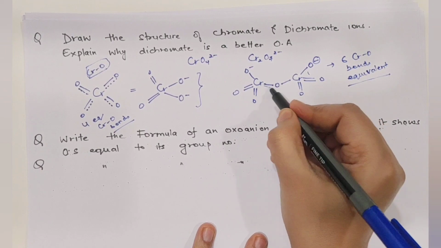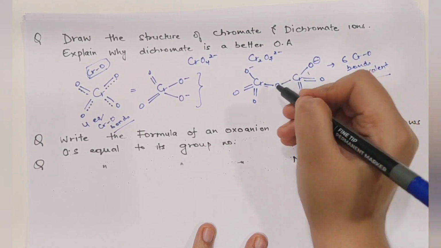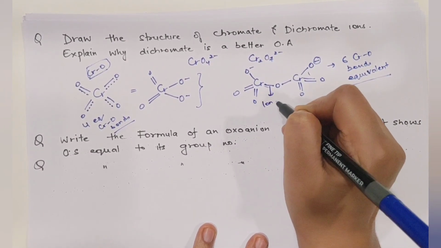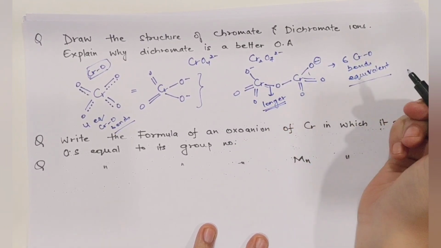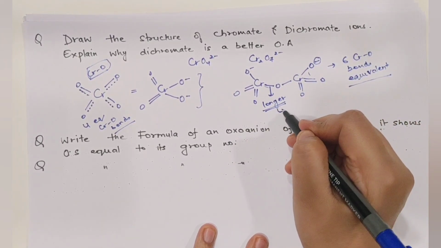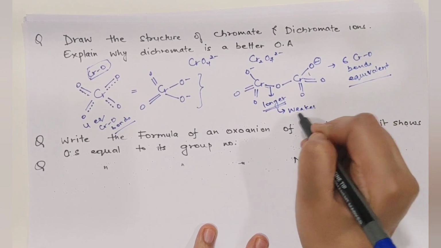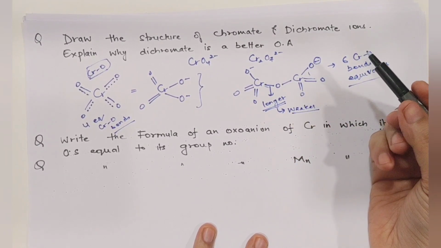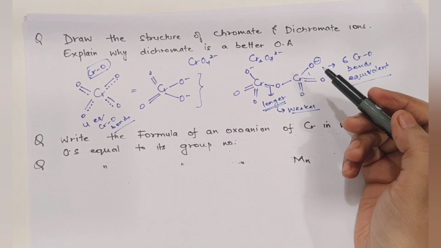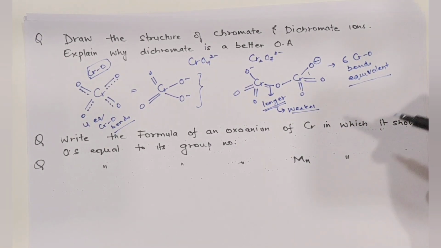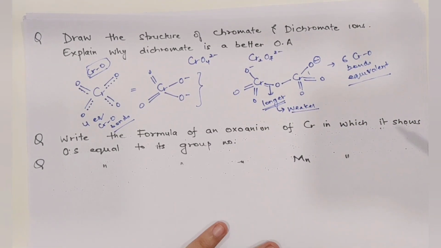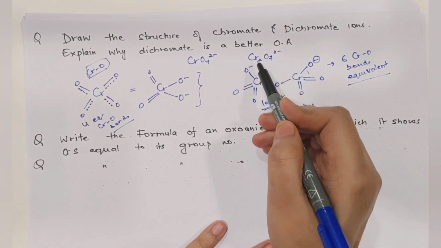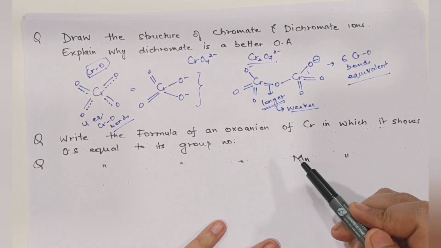But this CrO bond is not equivalent. This bond is actually a little longer. Since this is a little longer, it's a little weaker. If it's a little weaker, it tends to break easily. And when it breaks, it releases oxygen, which oxidizes the other substance. Now, that is precisely why this dichromate is a better oxidizing agent.